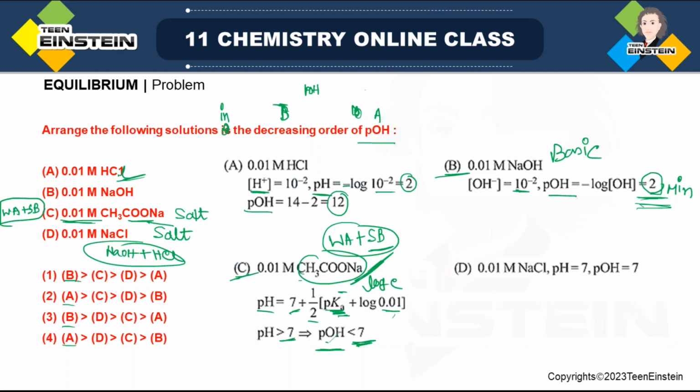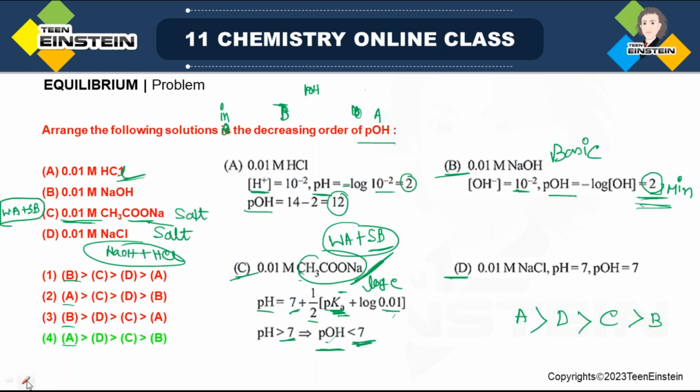So pH is 7, pOH is also 7, right? So here the maximum pOH that we are getting is for A. After A, the next value is basically D, then it is C, and then it is B, right? So option 4 should be the correct option.